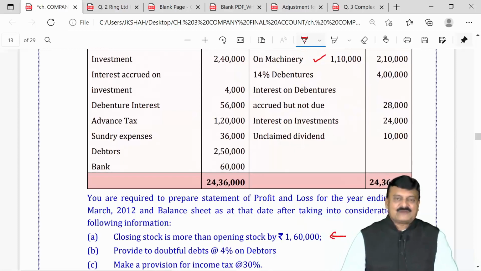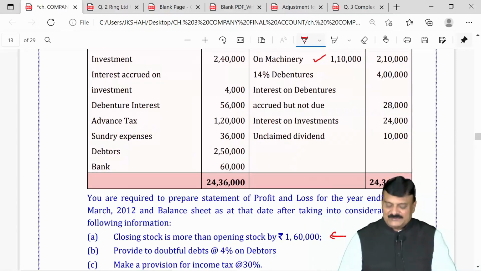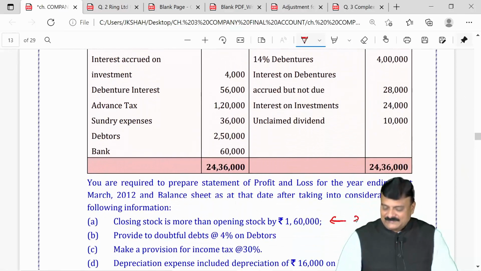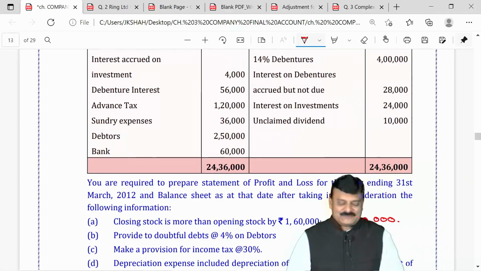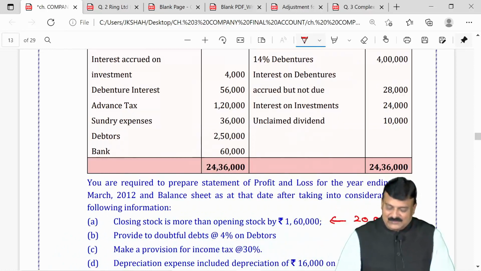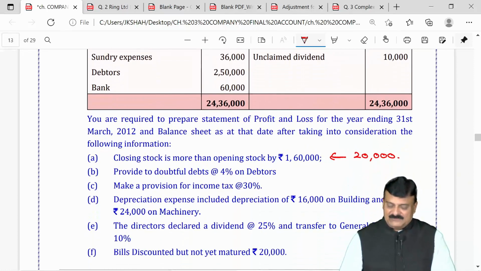What does it mean, friends? That closing stock is 1,60,000 more than opening stock. Your opening stock has to be how much? Your closing stock is given as 1,80,000. This is a difference of 1,60,000. That means my opening stock must have been 20,000 rupees, right? Continue. Next will be provide for doubtful debts. There is new provision. Make provision for income tax at 30%.